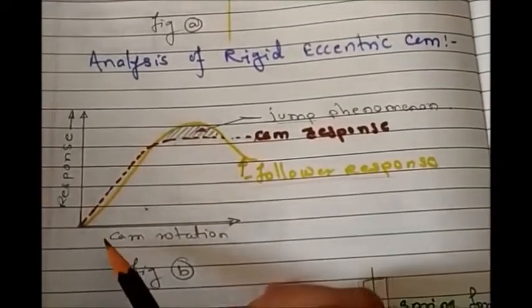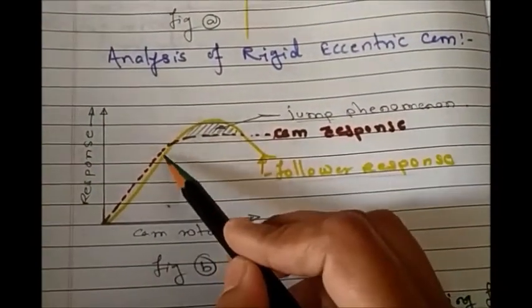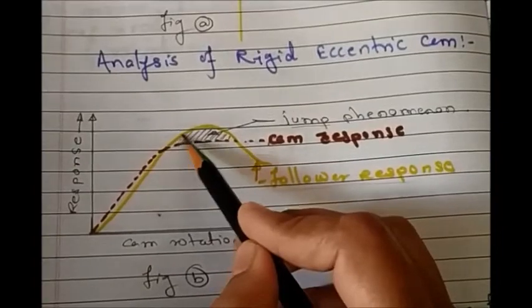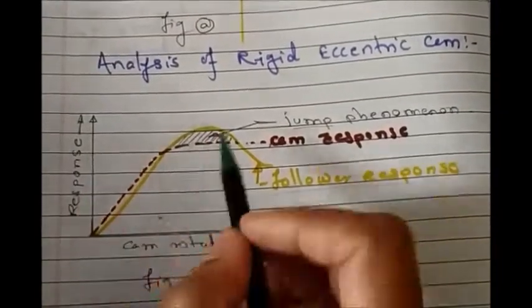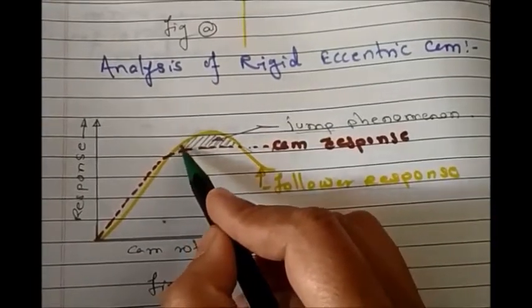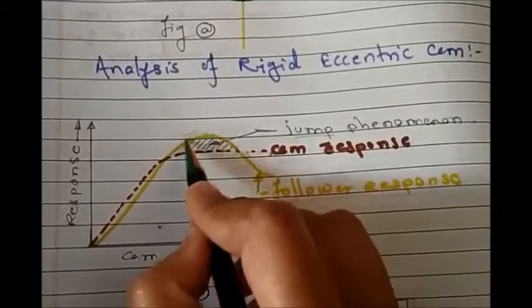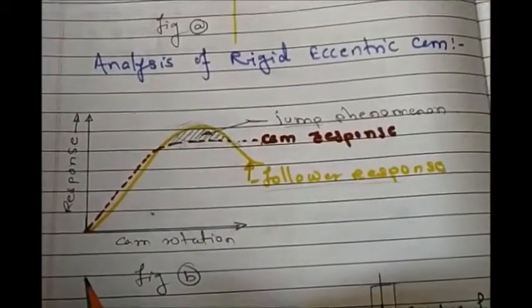So here we have the graph of cam response and follower response. Beyond a particular speed of cam rotation, the follower loses contact with the surface of the cam. So the response of the follower is going to change here. This section represents the jump phenomena.